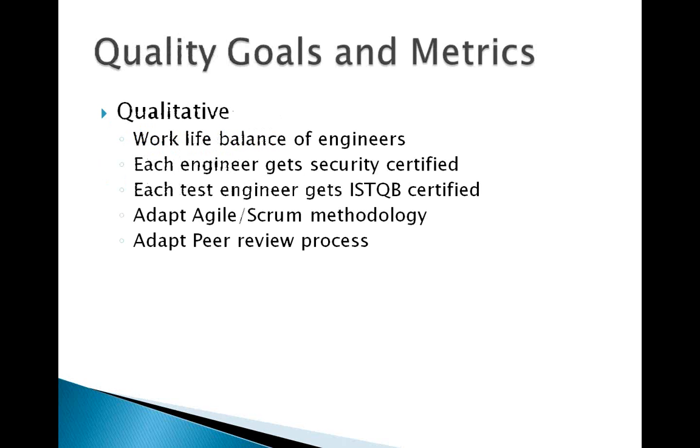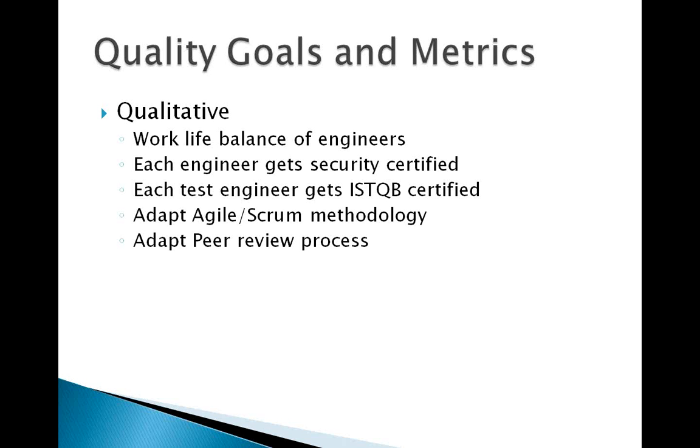Quickly, quality goals in qualitative terms could be things like, we want to achieve work-life balance for engineers, and you may say that the average time spent by an engineer in the company would be in the range of so many hours, so that people are not spending, let's say, 18 hours a day in the office. Each engineer gets security certified, so that they have an adequate amount of security knowledge. So you may set a qualitative goal like that, or each test engineer gets ISTQB certified. By the way, these certificate things can be quantified, and I'll share how they can be quantified also.